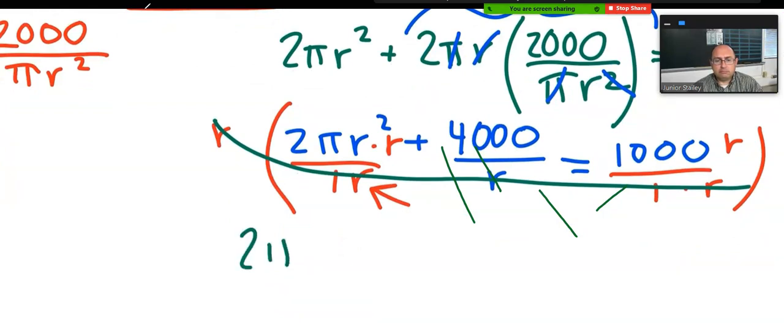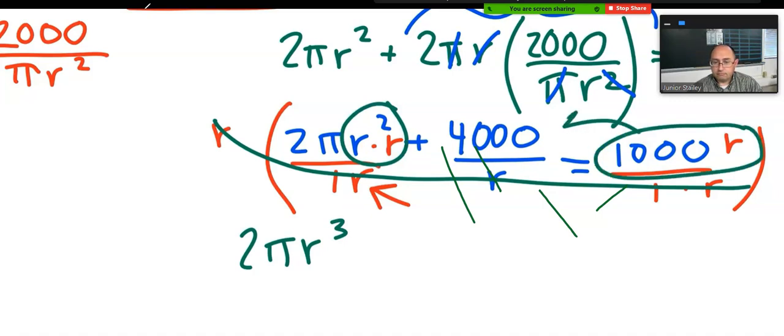So we end up with 2 pi r squared, cubed. Good catch. Got to pay attention to how many r's we got. Yeah, r cubed. What if we took this 1,000r and brought it to the other side? That'd just be minus 1,000r, plus we got a 4,000.